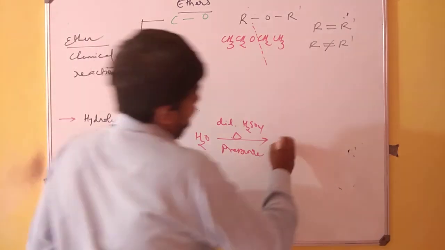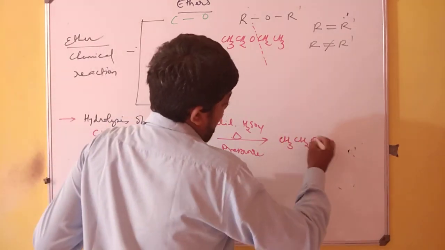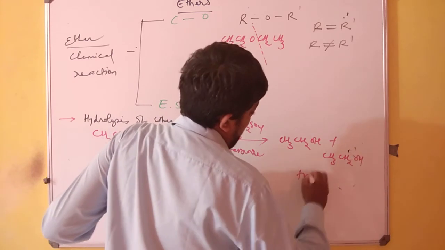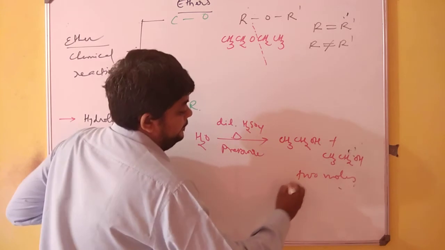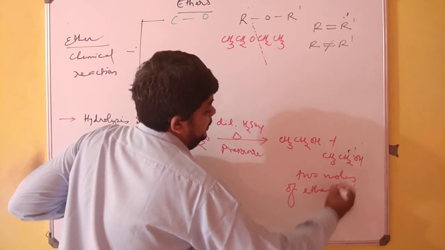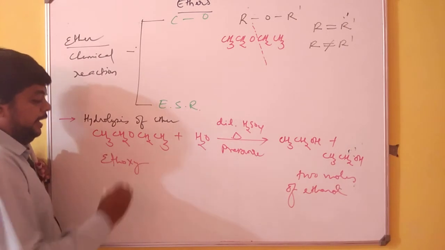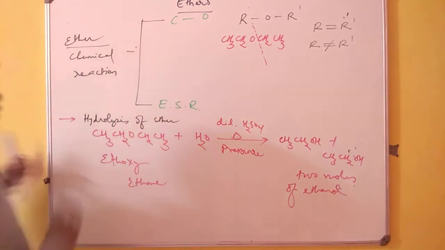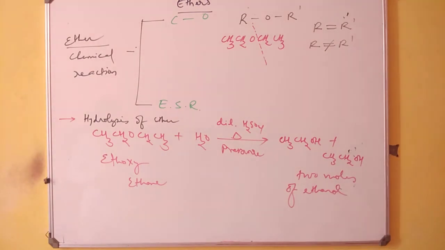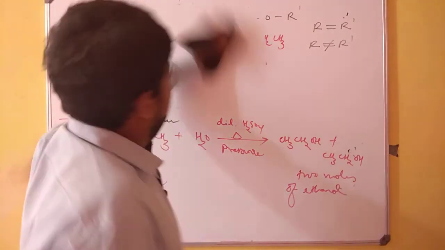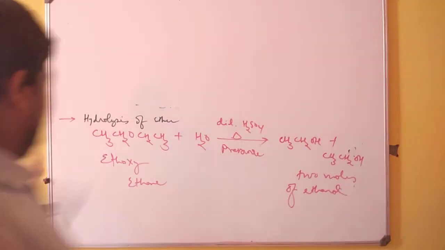It results in the formation of alcohol plus alcohol, that is 2 moles of ethanol. So be very clear that when a molecule of ether reacts under acidic hydrolysis, it always produces 2 moles of ethanol. Similarly, we can react the ether with halogen acids, that is HBr or HCl.